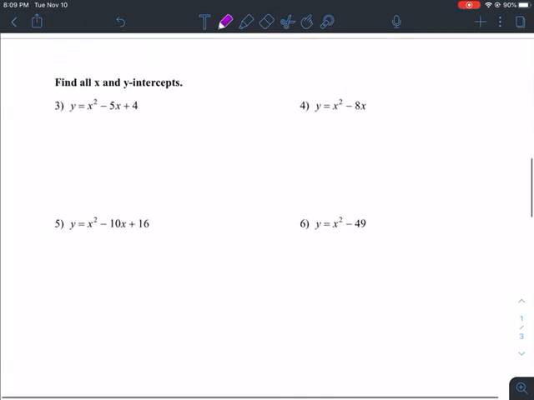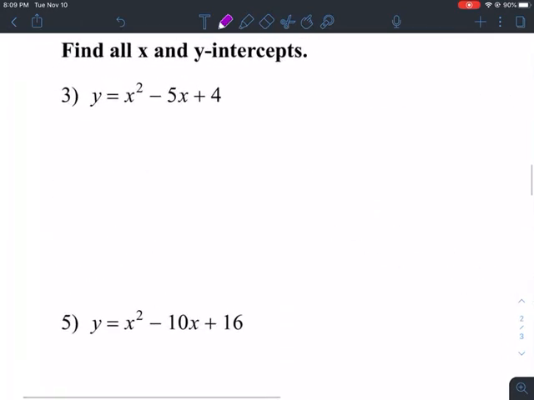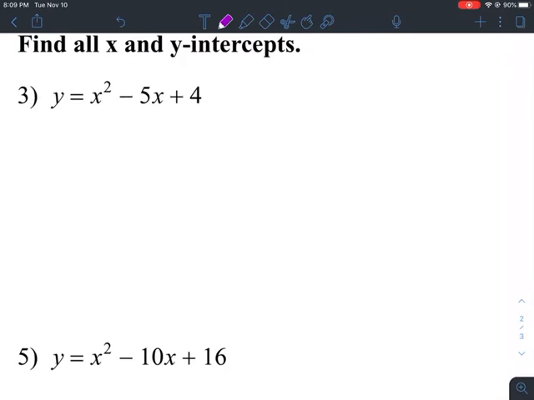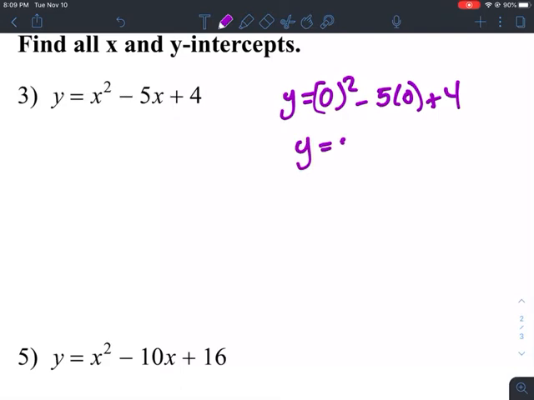Okay. So here is what we're doing. As far as y-intercepts go, y-intercepts from standard form are very simple because I'm plugging in 0 for x, right? And 0 times anything is just 0, so it just becomes 0 minus 0 plus 4. So whatever c is in the equation, that is what the y-intercept is.